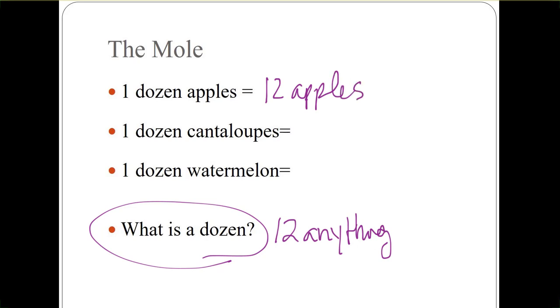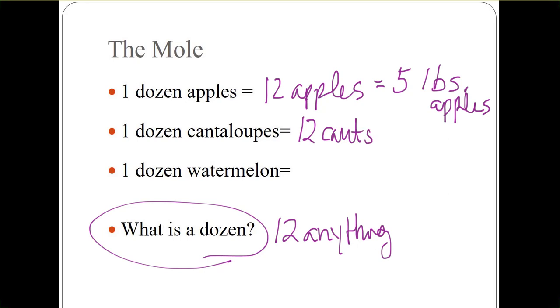Well, let's, in the grocery store, go over to those hanging balances and take the weight. 12 apples, how much would that weigh? Just to keep it easy, we're just going to round up to 5 pounds. So we're going to say 12 apples equals 5 pounds of apples, which is a dozen apples. Let's apply it to another fruit, a dozen cantaloupes. Well, how many is that? I have 12 cantaloupes. And we can do the same thing. How much do 12 cantaloupes weigh? Each cantaloupe is usually around 3 pounds, so that's 36 pounds of cantaloupes.